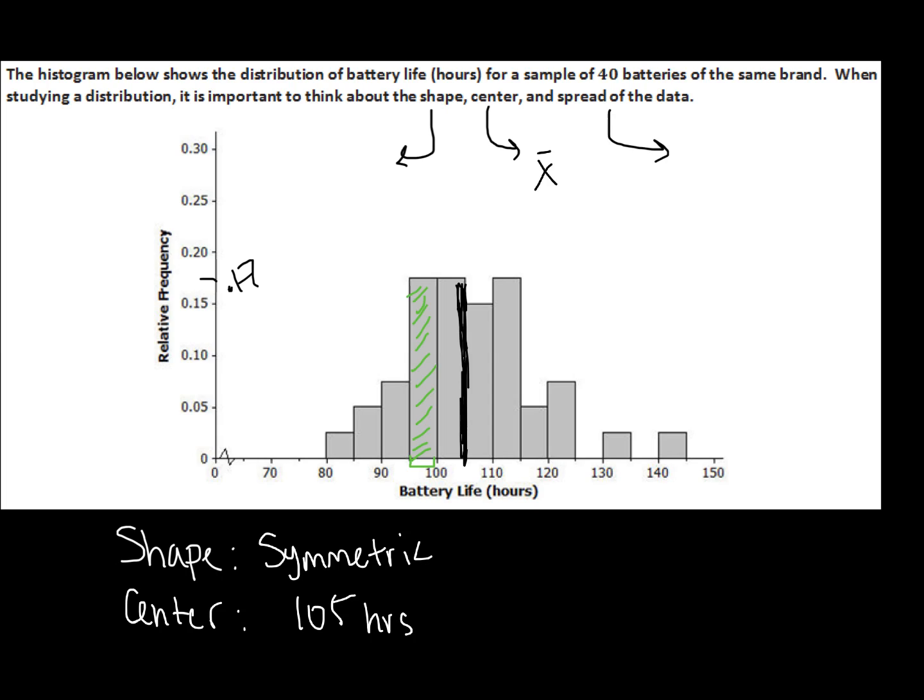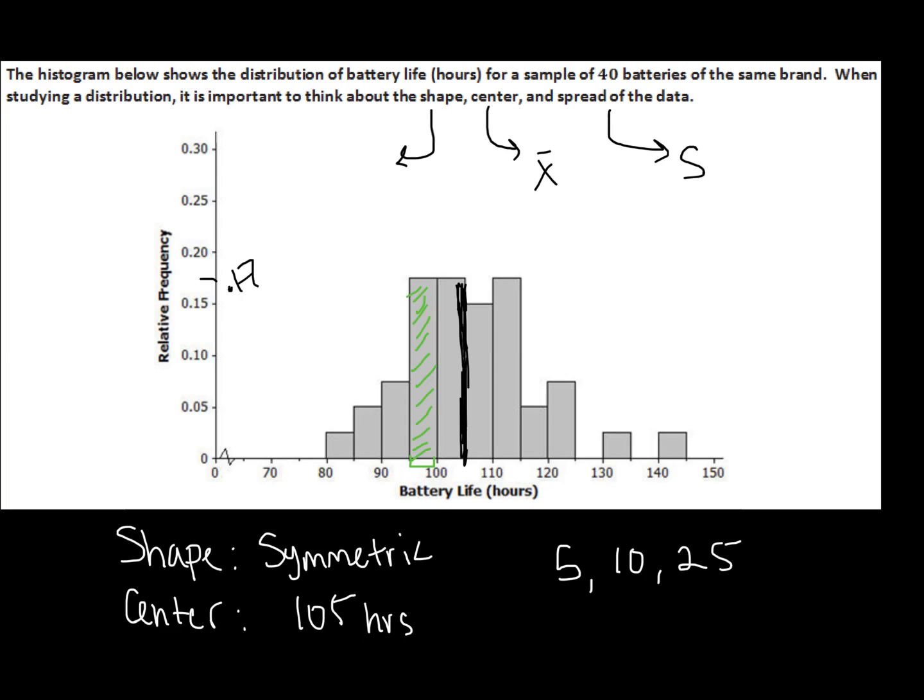Now we want to think about the spread of the data. The spread of the data is described by the sample standard deviation. How spread out is the data? On average, how far apart are the data points? I'm going to give you three options here: 5, 10, or 25. I want you to think about each possible standard deviation and decide which one makes the most sense.